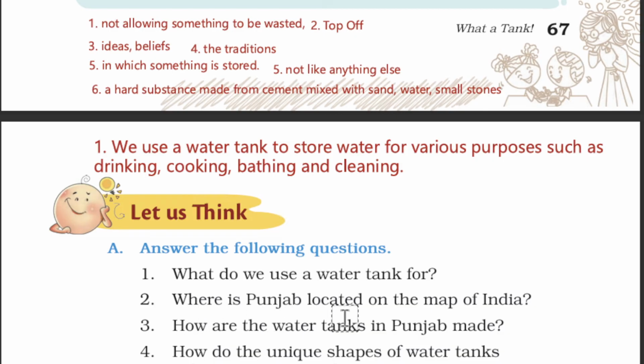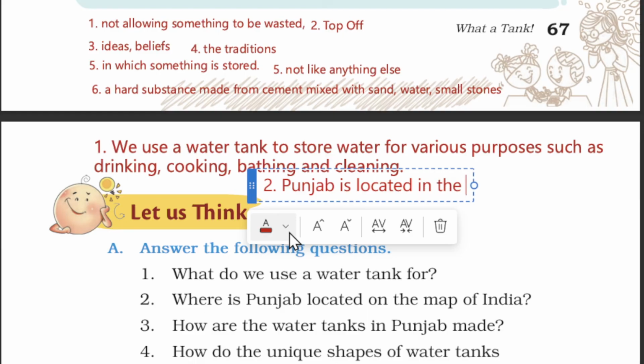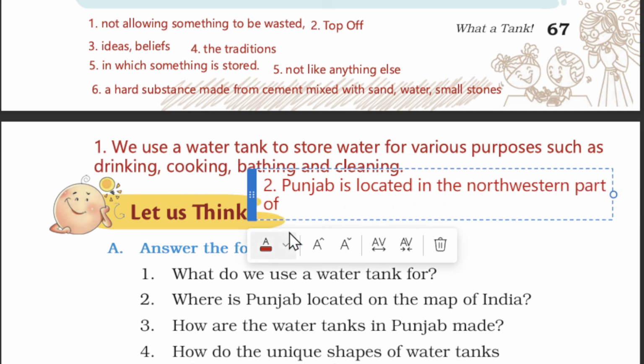Okay, next question. Where is Punjab located on the map of India? So where is it located? It is located in the northwestern part of India. So Punjab is located in the northwestern part of India.